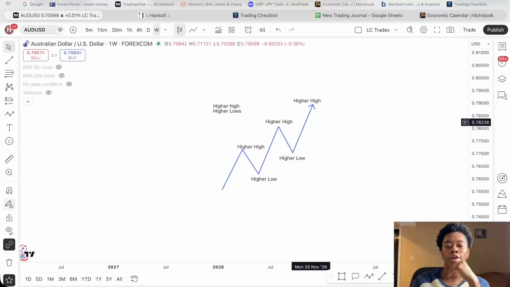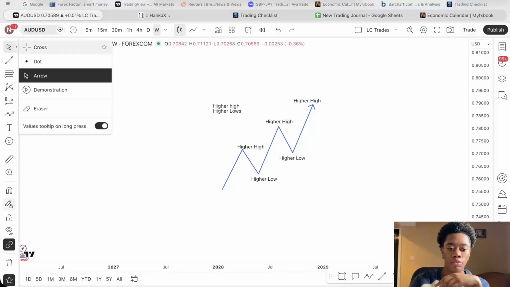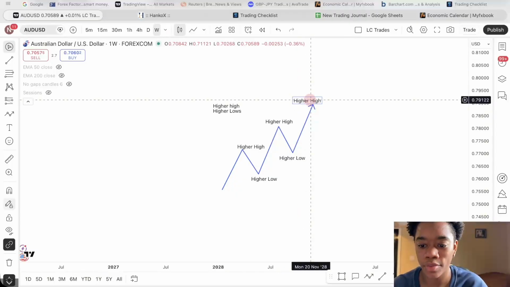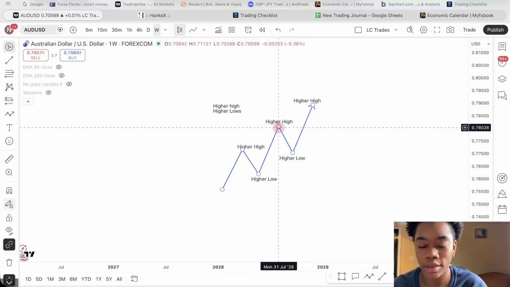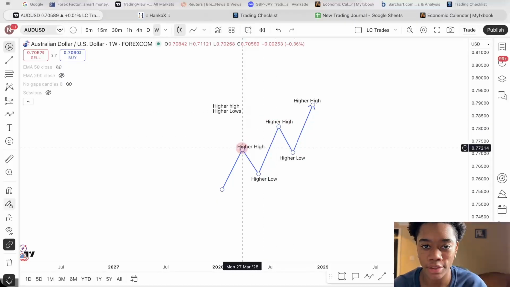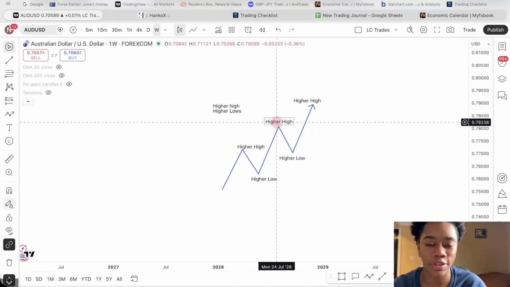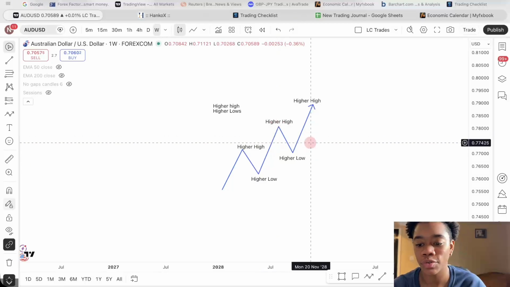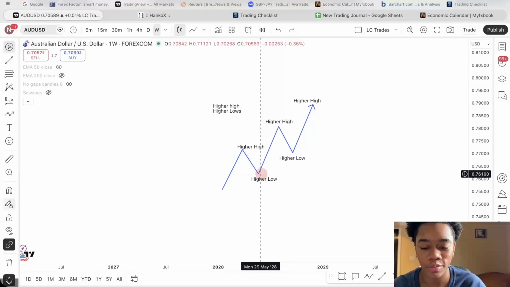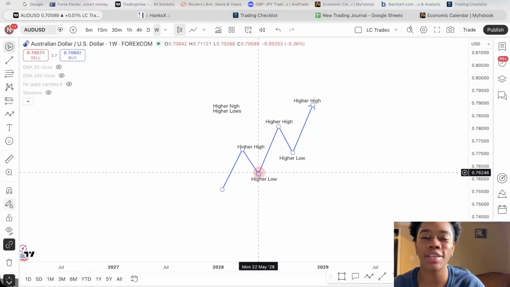Why are they called higher highs and higher lows? This high right here is higher than this high right here. And then this high is higher than this high right here. The explanation is in the name itself, literally. It's just highs being higher than the previous high. That's all. Vice versa, we go to higher lows. This low is higher than this low right here. It's so simple, but it's so strategic.